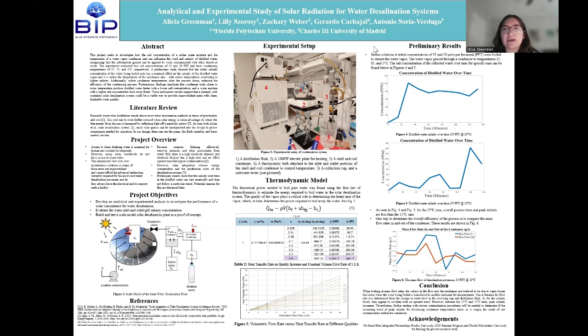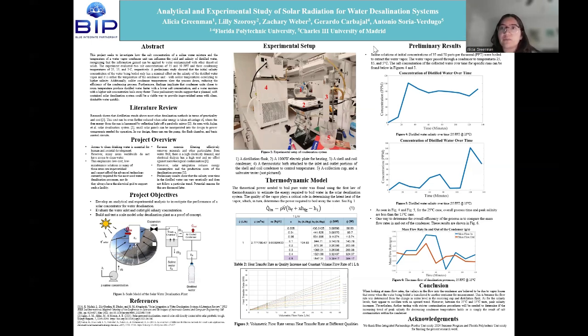So there are many areas around the world that do not have access to clean drinking water, and many of the processes that we have in place today for water desalination often require a high amount of electrical power. So by using solar radiation, we can reduce the energy consumption as well as hopefully increase the amount of clean drinking water readily available. The main objective of our project that we're going to be focusing on today is developing an analytical and experimental analysis to investigate the performance of the system, as well as seeing how viable it really is.